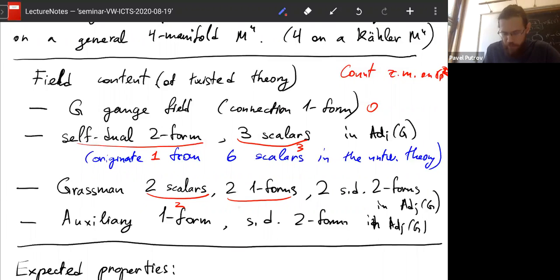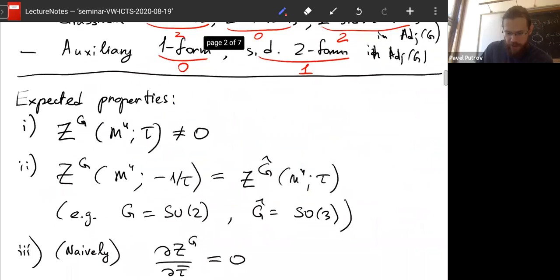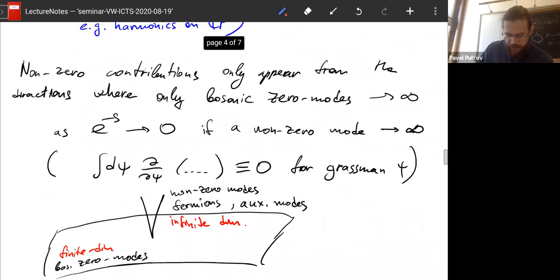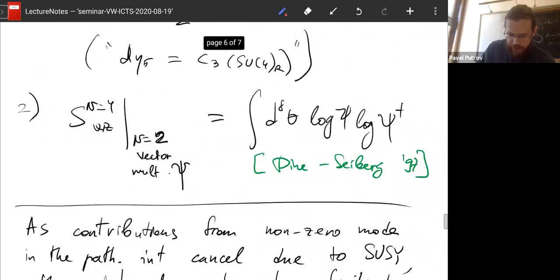Again, there are no harmonic one-forms on CP2, so there will be no zero modes here, and there will again be 2 zero modes from self-dual two-forms, and auxiliary fields. One-forms give nothing, and the auxiliary self-dual two-form will give one auxiliary zero mode. So this is the accounting, and so the result is the following.